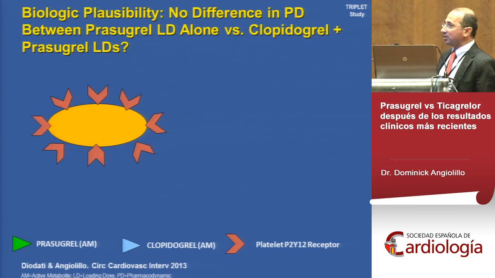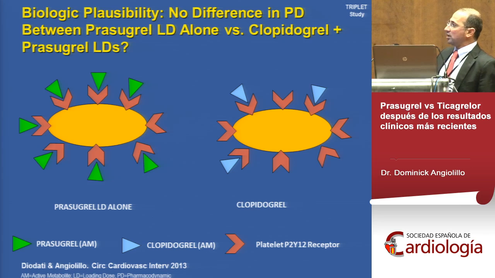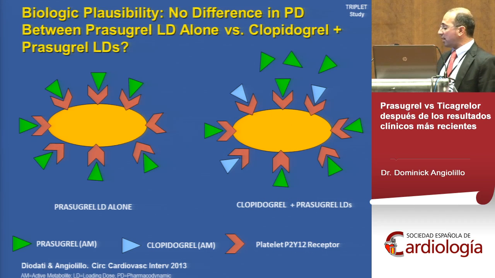This is Mr. Platelet with the P2Y12 receptors. You can see that if you give a loading dose of prasugrel, you generate more active metabolite and you block more of the receptors. Here you see again Mr. Platelet. And if you give a loading dose of clopidogrel, you have less active metabolite, you block fewer receptors. What happens if I give a loading dose of prasugrel? Well, you generate more active metabolite, you're going to block the remaining receptors. Okay, you can't block more receptors than what you have. The metabolite is very unstable, so it gets eliminated.